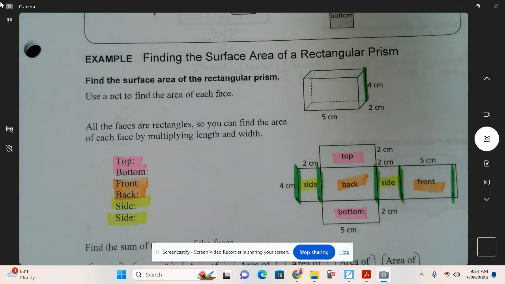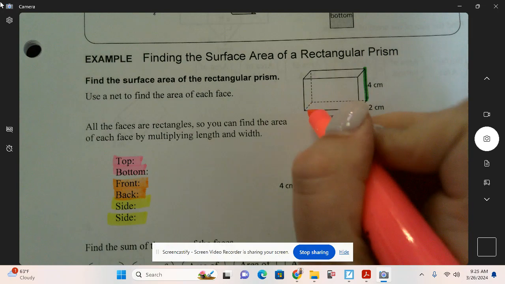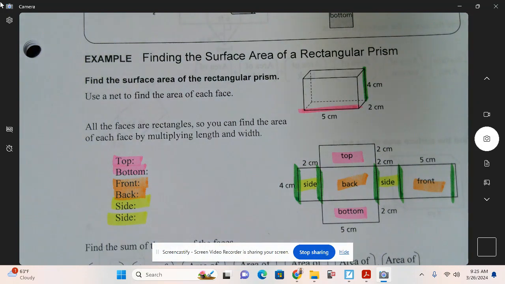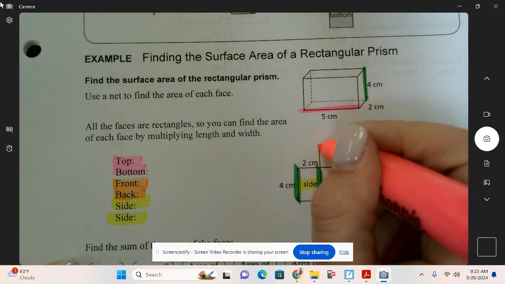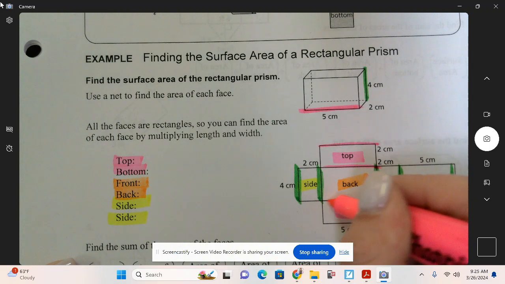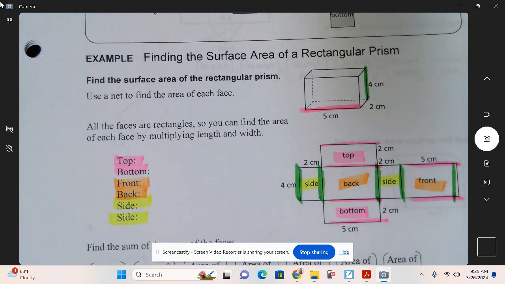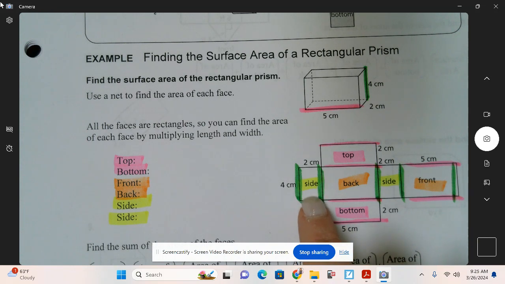All right, I want you to take your pink. All the ones that run side to side. So this one that runs side to side, this one, this one, this one, this one, and that one, pink, are 5. These are going to be something special right here in just a second. Those are all equal to each other.